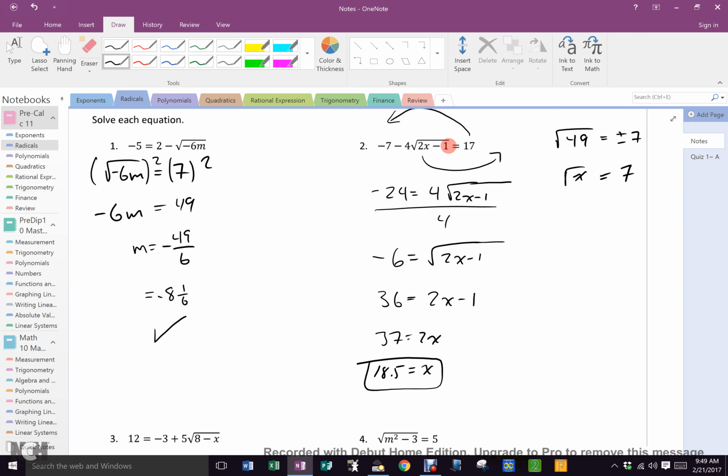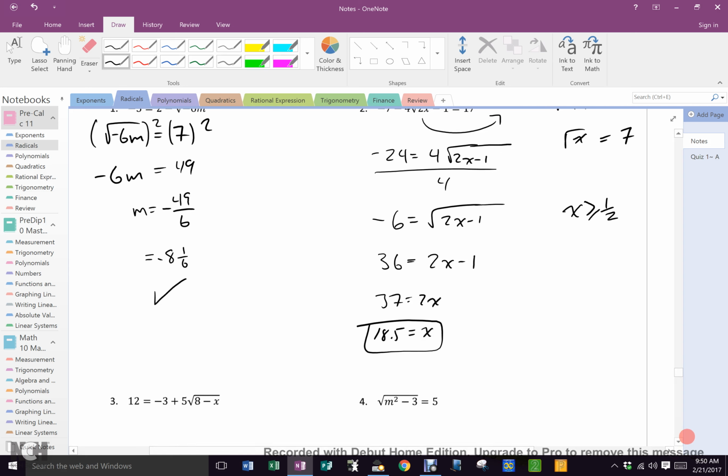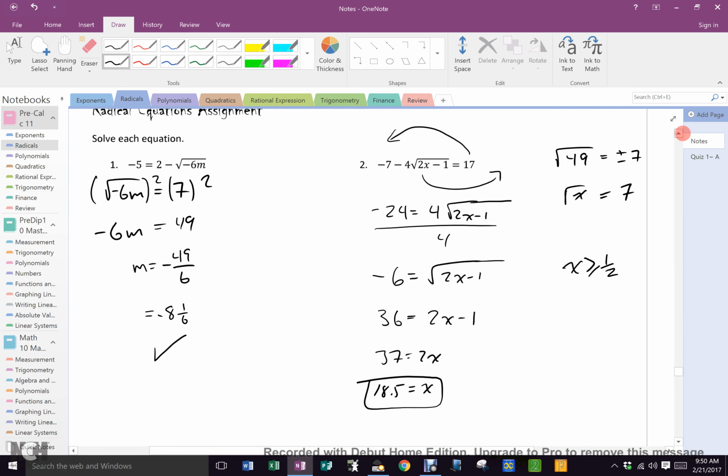Pardon me? X has to be greater than 1/2 here. Or equal to 1/2, yes? Are there any restrictions on M here? What is M not allowed to be? M could be 0. Square root of 0 is 0. M cannot be what? Less than? M can't be positive, can it? Because what happens if M is positive?